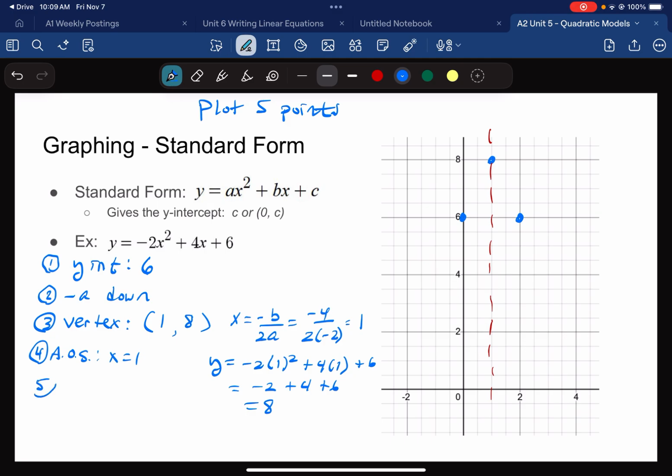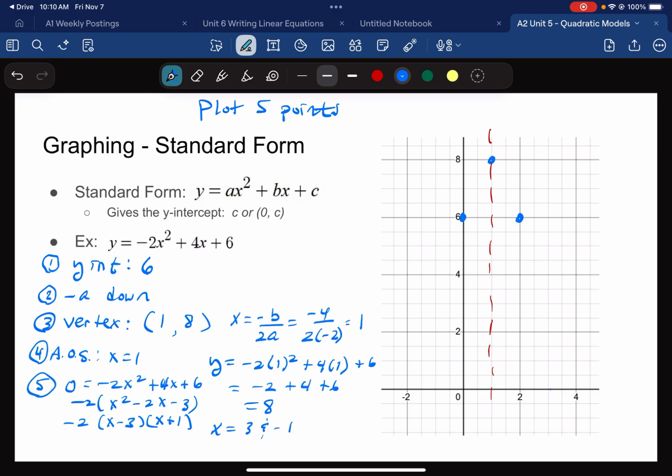We want the solutions to this. So I'm going to set y equal to 0 to solve. 0 equals negative 2x squared plus 4x plus 6, and I'm going to factor out a negative 2. Then I'm going to break that down into x minus 3 and x plus 1. Factor that into 3 and 1. So my x-intercepts are 3 and negative 1.